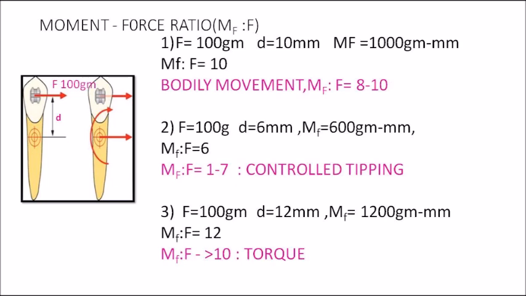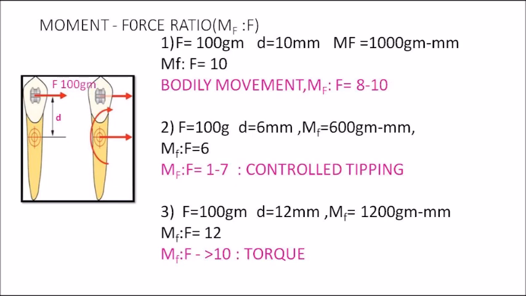So we are considering 3 scenarios. I prefer you please keep a paper and pen by your side so you can do the mathematical calculations by yourself. Now scenario number 1: a force of 100 grams is being applied to a tooth. And here the bracket is positioned at a distance of 10 millimeters away from the center of resistance. So the moment of this force being applied is 100 into 10, that is 1000 gram millimeter. Now the force being applied is 100 grams. So the ratio between the moment to force is 1000 by 100, that will give you a ratio of 10.